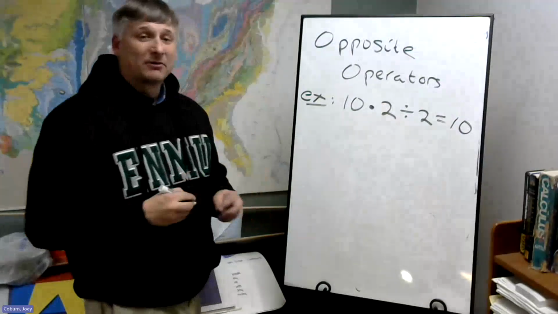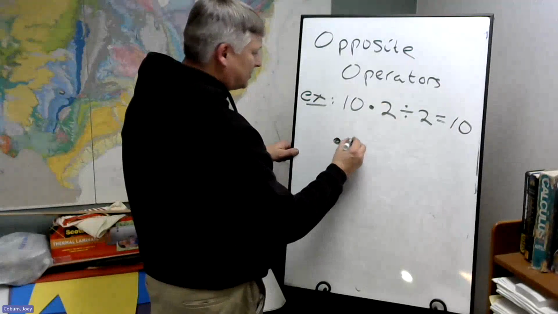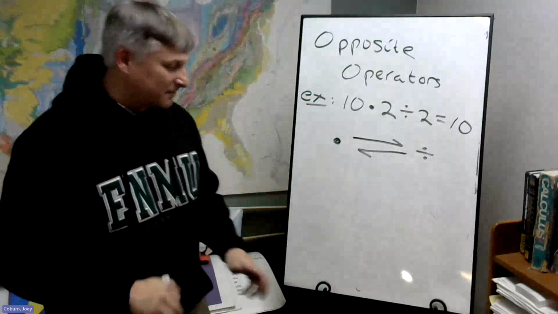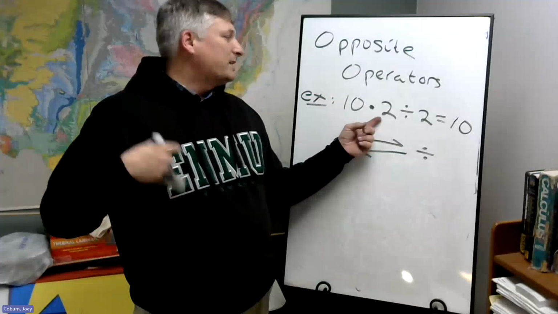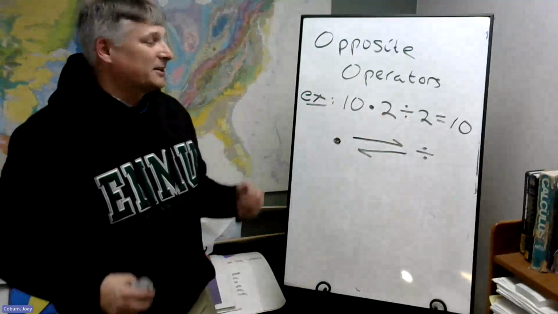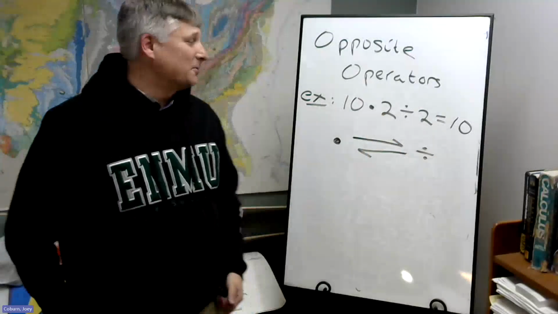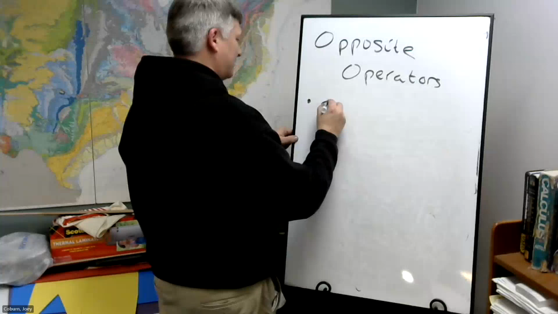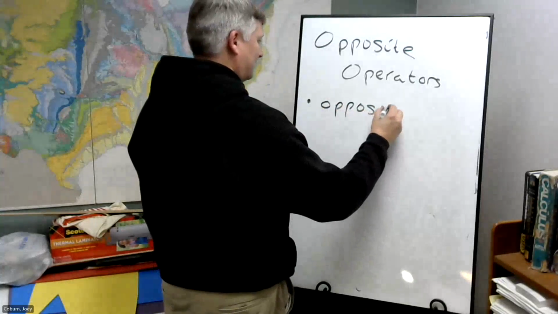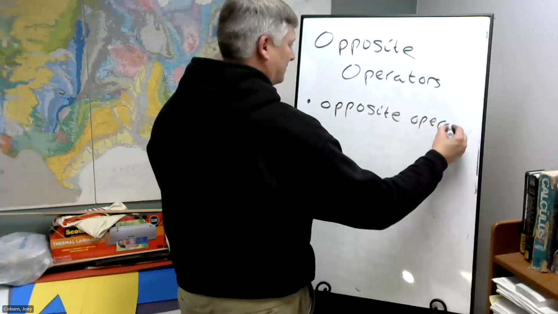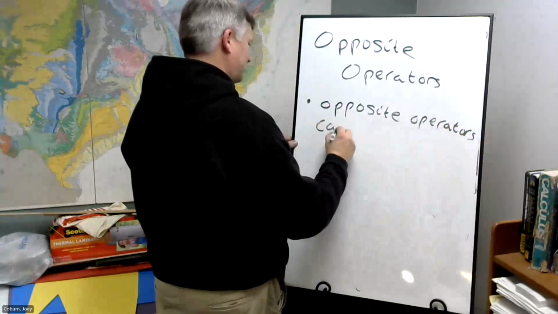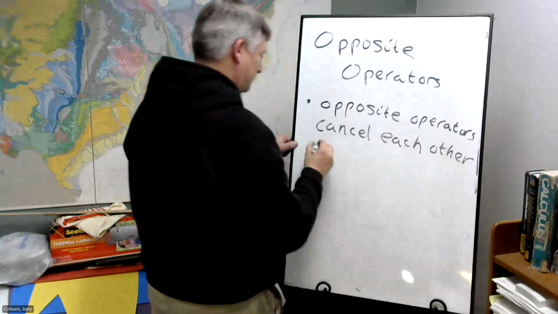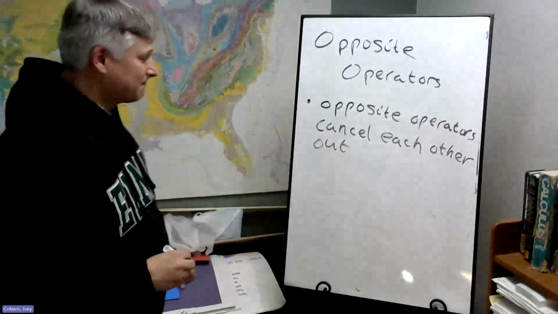So these cancel out. So what we get is that multiplication and division are opposite operators. So multiplying by 2 will be canceled by dividing by 2, just like dividing by 2 is canceled by multiplying by 2. And so the key thing about opposite operators is they cancel each other out.